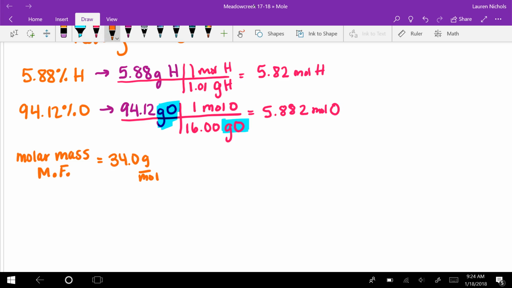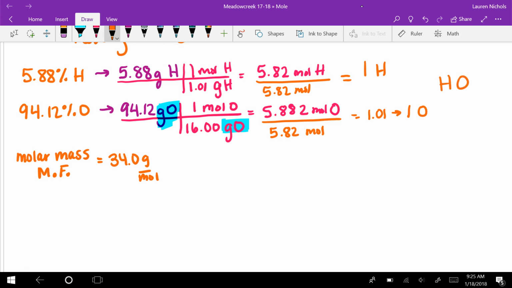The next step is to divide by small. So 5.82 is smaller than 5.88, so I'm going to divide by that. So 5.82 moles divided by both, 5.82 moles. This will give me 1 hydrogen. And when I divide this, I get 1.01, which is close enough. That doesn't end in 0.3, 0.5, or 0.7, so I'm just going to round that off to 1 oxygen. And that tells me that my empirical formula is HO. But they didn't want to know my empirical formula. They wanted my molecular formula.